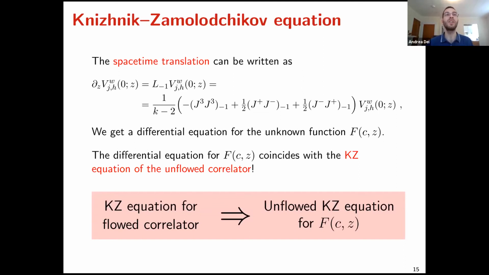Is the differential equation a correlator with no winding would obey? So if you apply the Casey equation to a flowed correlator, to a correlator with winding, this implies, for the unknown function f, a differential equation that a correlator with no winding will obey.